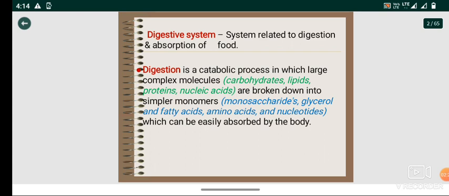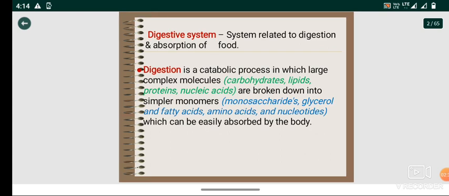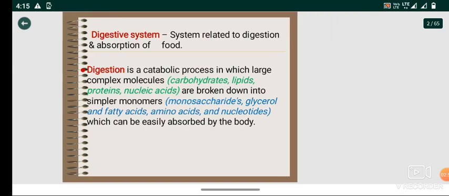So the whole motto of digestion is to convert the complex substances that we eat as food into simpler monomer substances which can be easily absorbed by the body and utilized for different purposes. Like carbohydrates are utilized in the body for energy production, proteins for body building, vitamins and minerals as coenzymes. All have a different purpose in the body, but they can serve their function only when they get absorbed in the body by the process of digestion.